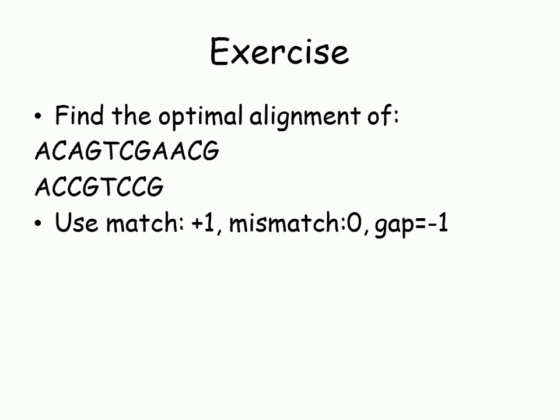I have A, C, A, G, T, C, G, and A, A, C. And the second sequence is, make sure to leave an extra empty row to represent the gap. I have ACD, then T, ACCD, and then TCCG.